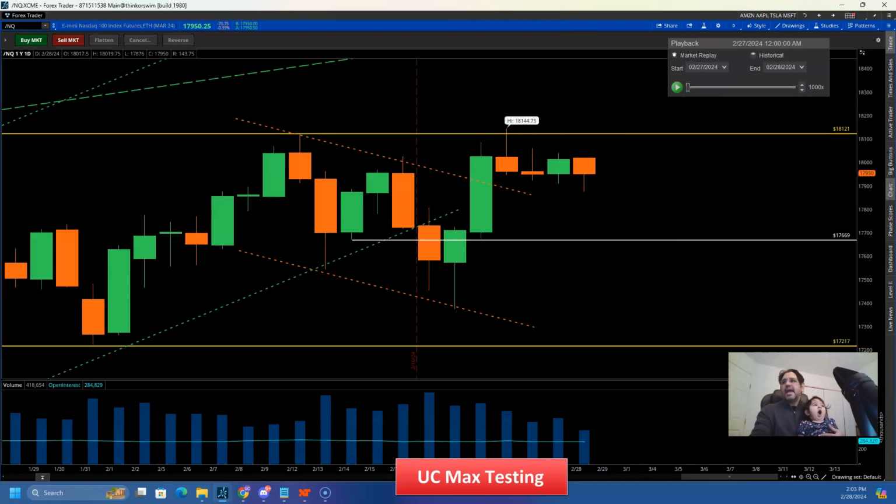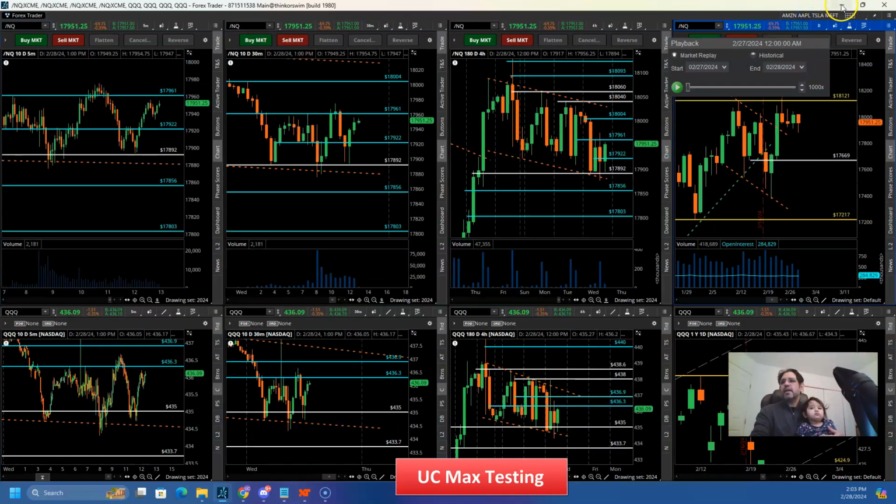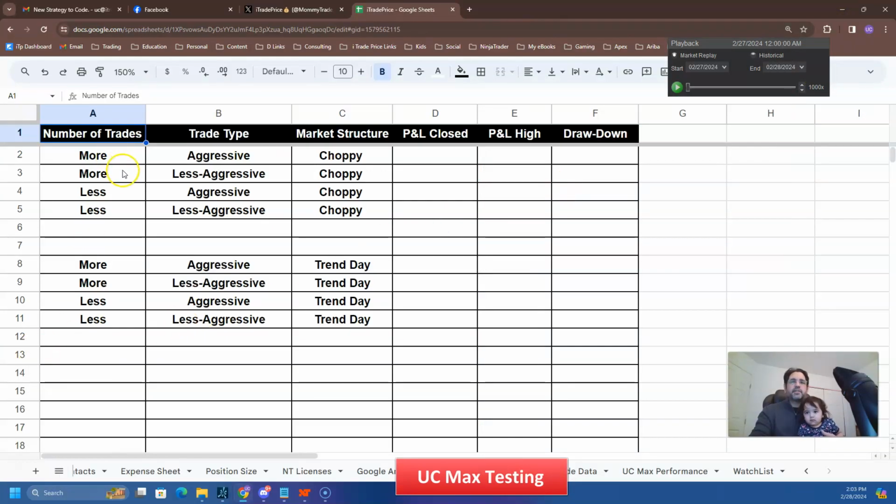Eastern. And we will run it for the 4 different scenarios. If you wanted more trades and you wanted the trade type to be aggressive, what would your P&L be? What was the high? What was the drawdown? And if you do the same thing with more number of trades, but you want the trade type to be less aggressive, on a choppy day, which was February 27th, and then we'll look for a trendy day as well and do the same exercise, just so that you can know what to expect. Where is its strength, and what sort of things does it avoid?